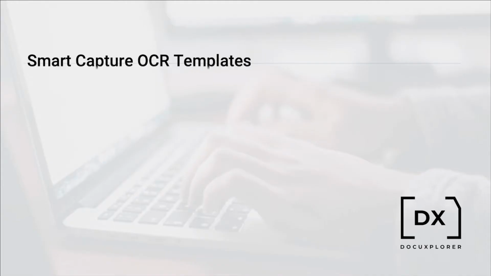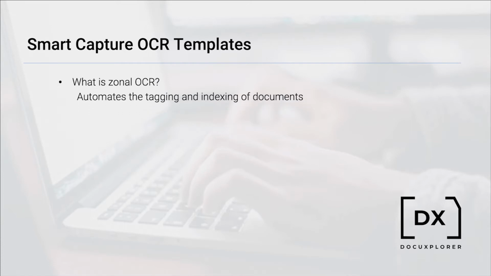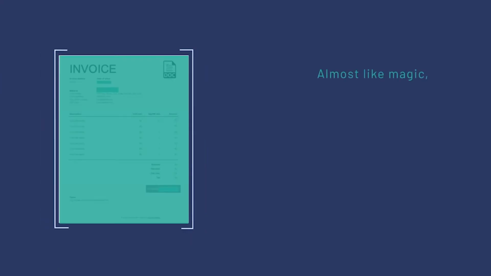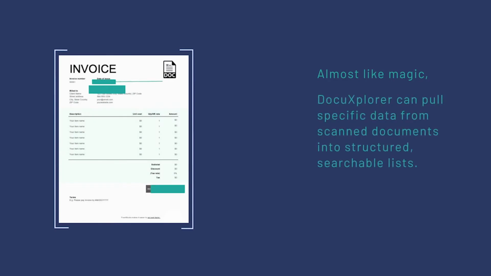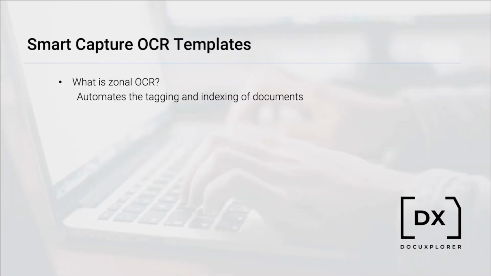If you're still manually scanning, tagging, and filing documents into DocuXplorer, you can save a ton of time using our Smart Capture OCR processing tool with the ability to automatically extract information from particular areas of a document. So for example, if you had a stack of 500 invoices and on every one of those invoices, the invoice number always appeared in the same area, you could do a batch scan of those documents, loading in the template that you've created, and DocuXplorer will automatically assign it to the appropriate cabinet, drawer, and folder, as well as tag it with the appropriate metadata.